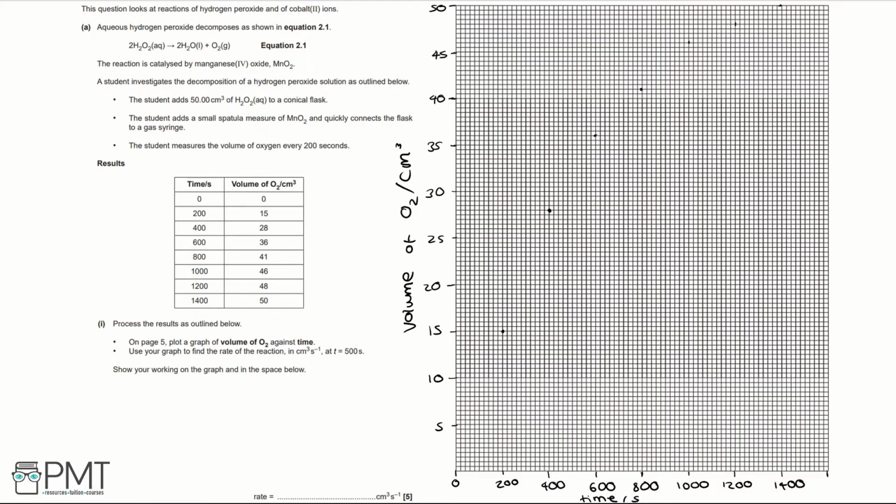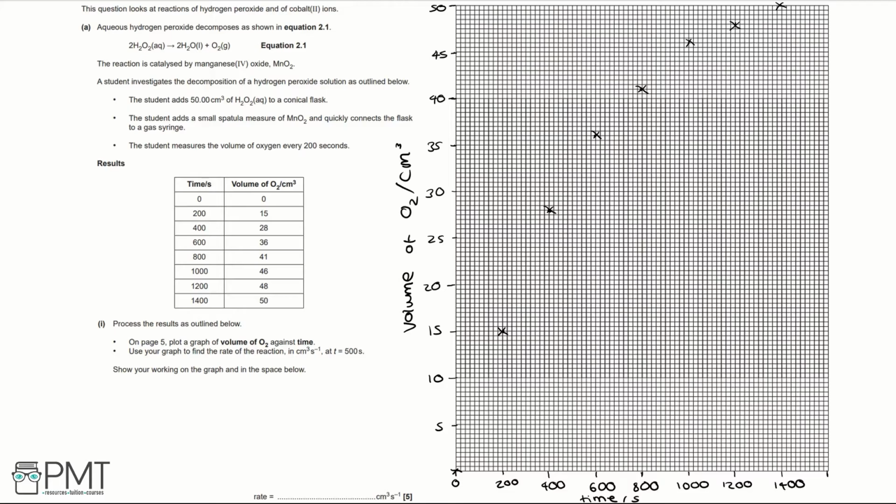So 0, 0 is our first point, and here we mark it with an X. Then we have 215, again marking with an X, 428, and then 636, 841, 1046, 1200 and then 48, and 1400 and then 50. So here I have plotted all of the points that we have been given in the results table.